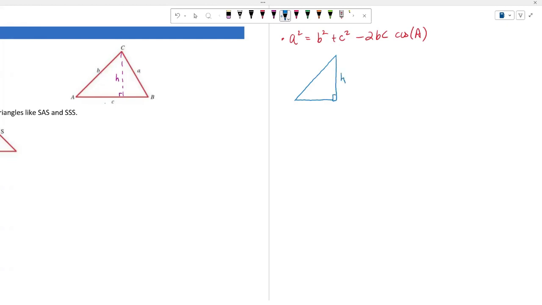So this is h right here. This is b. This is the angle A. Another triangle has h here, and then we have a. Now I would like to introduce another variable x right here, which is the length from here to here. If this is x, of course, this length right here will be c minus x.